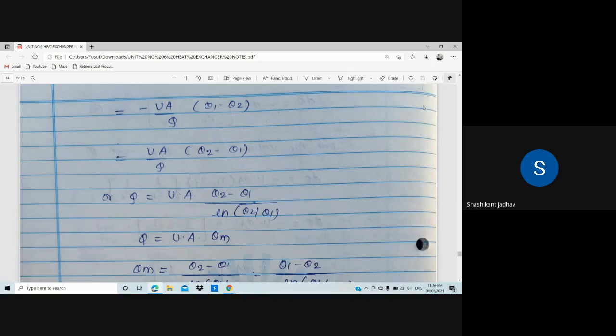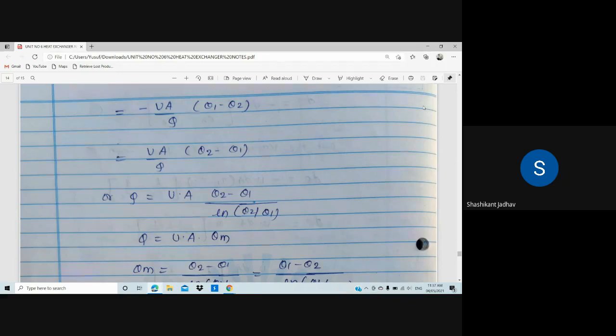And we have to compare this equation with our standard equation. What is our standard equation? Q is equal to U into A into theta m. Okay, so by comparing these two equations we get the value of theta m.